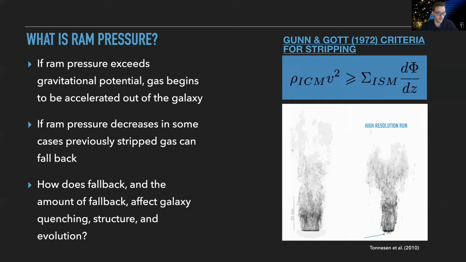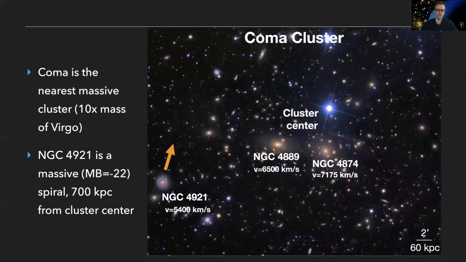And we'd like to understand fallback because, in particular, it affects how fast galaxies quench. If more gas is falling back than once would be assumed to be lost to the cluster. Where gas falls back and the amount of fallback also affects the structure of galaxies and overall the evolution of galaxies. Now, if we want to study ram pressure, the Coma Cluster is one of the best places to do so because it's the nearest massive cluster.